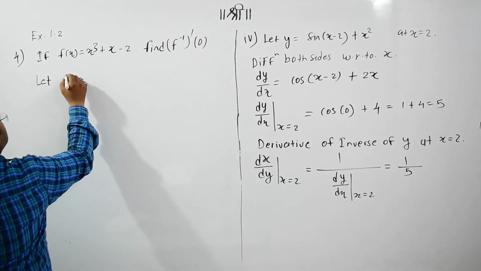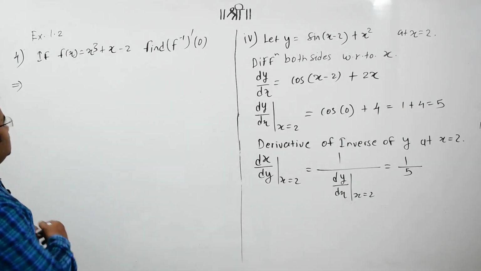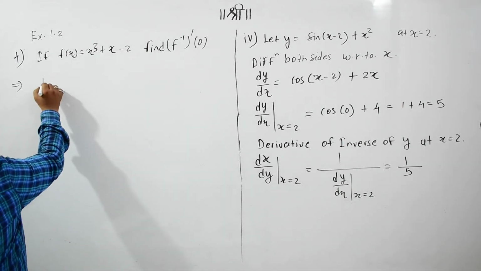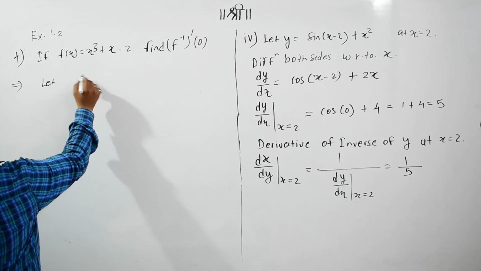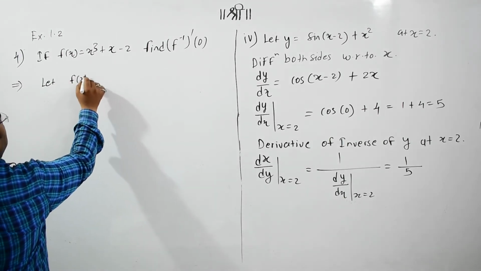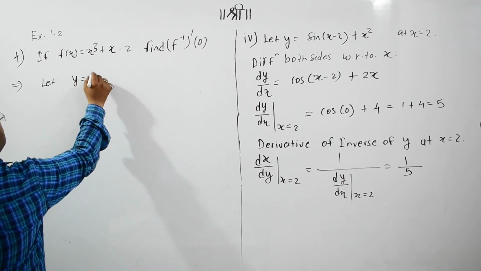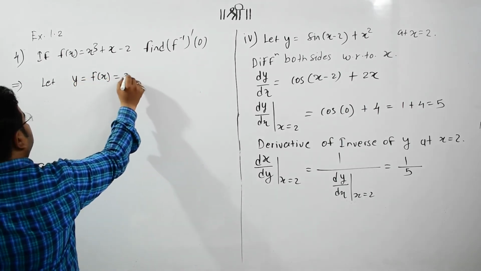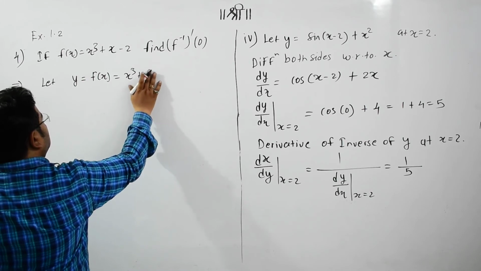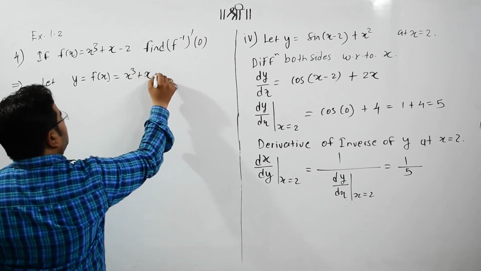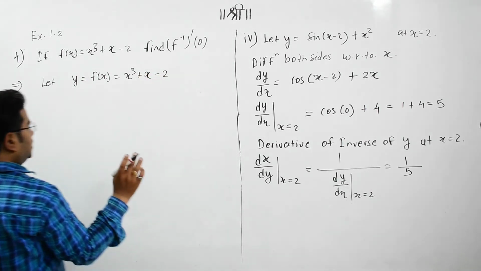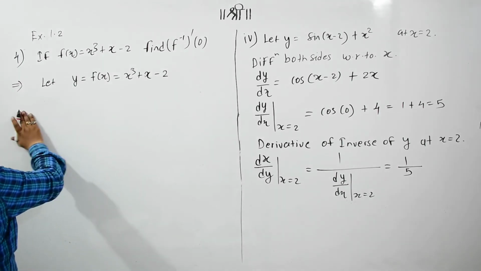Okay, so similarly, let y is equal to f of x is equal to x cube plus x minus 2. Okay, so we have considered this. Up to this everything looks fine.